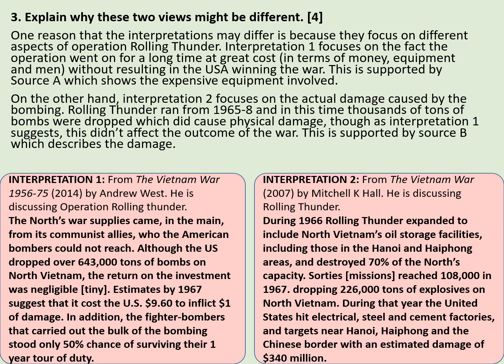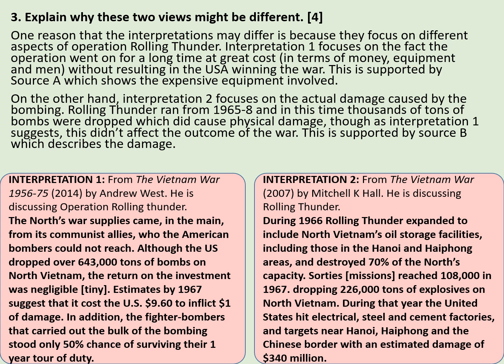On the other hand, interpretation 2 focuses on the actual damage caused by the bombing. Rolling Thunder ran from 1965 to 1968. And in this time, thousands of tons of bombs were dropped, which did cause physical damage, though as interpretation 1 suggests, this didn't affect the outcome of the war. This is supported by source B, which describes the damage.